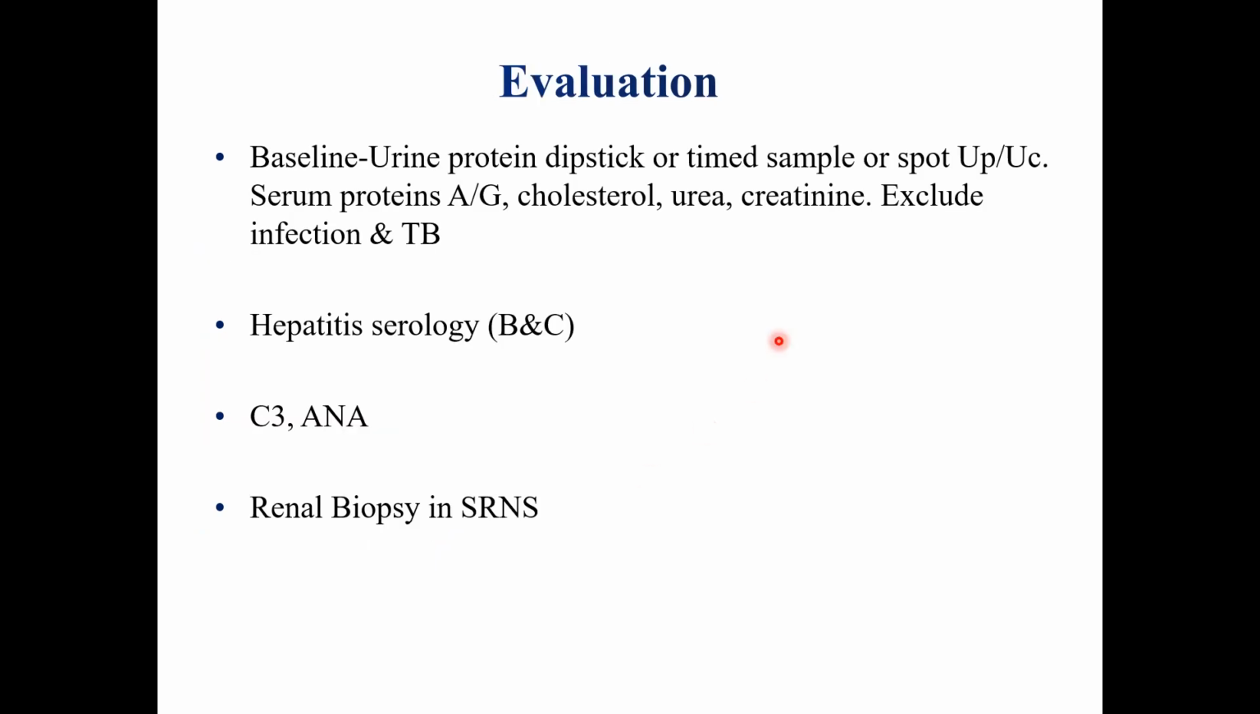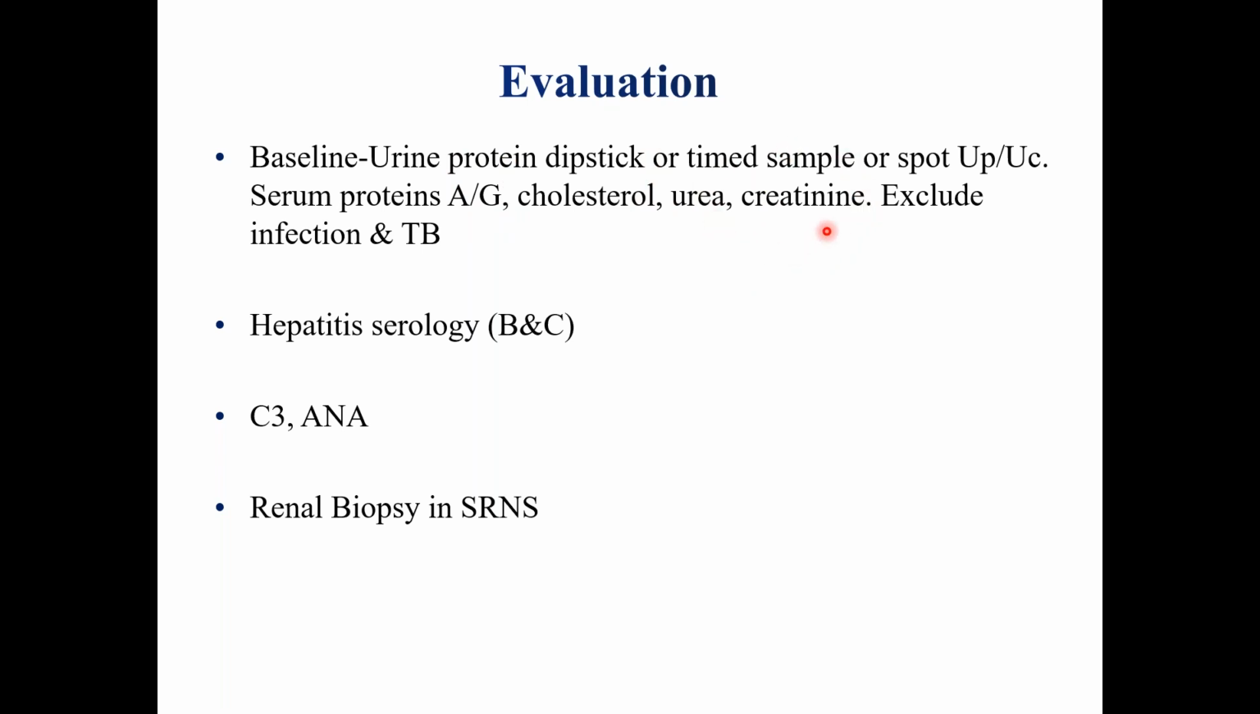So what evaluation is really needed for these patients? Well, to confirm the diagnosis of nephrotic syndrome, we need a urine protein dipstick or a timed urine sample, but generally a dipstick is good enough. Then we need to do the serum albumin and cholesterol, and we need to do the serum total proteins and the components of albumin and globulin, the serum cholesterol, which would be elevated, and the baseline urea creatinine.